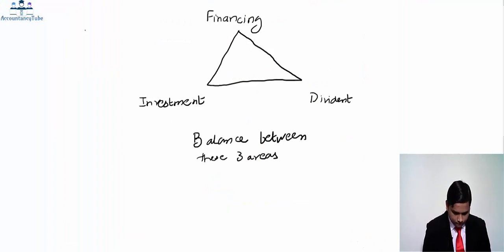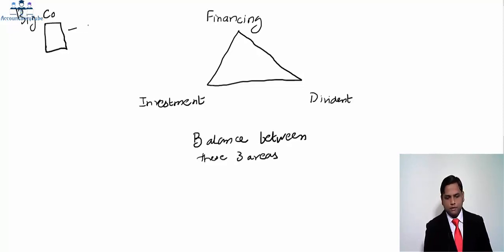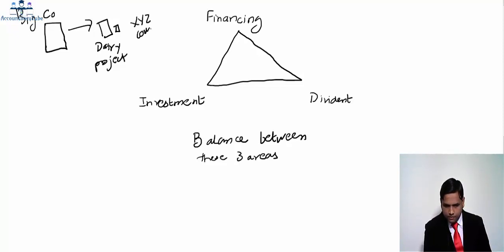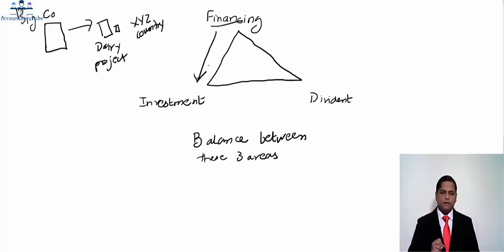Now, let's suppose there is a company, a big company. We call it the big company because it's big, and it wants to invest in a dairy project in XYZ country. So the big company needs financing for that. As you can see, for the purpose of investment, it needs financing.